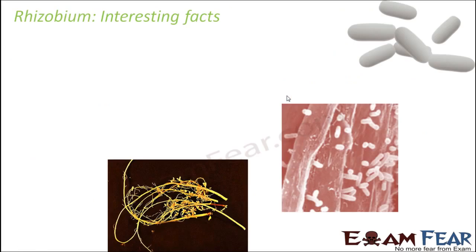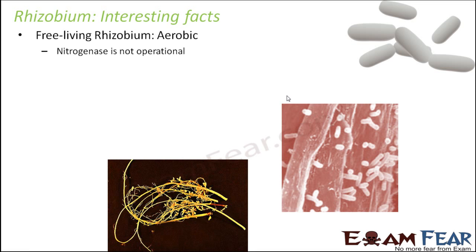Now some of the important facts, some interesting facts regarding the bacteria rhizobium. Just now I said that rhizobium, as long as it is present under the soil, it is free living. That is, it lives independently of other organisms. But as soon as it comes in contact with the leguminous plant's roots, it becomes symbiotic in nature. Now the free living rhizobium, that is the rhizobium which is in the soil, they are aerobic in nature. That is, they are oxygen lovers. They love oxygen because aerobic means they need oxygen for their metabolic processes. But in that case, the enzyme nitrogenase is not operational because nitrogenase is oxygen hater.